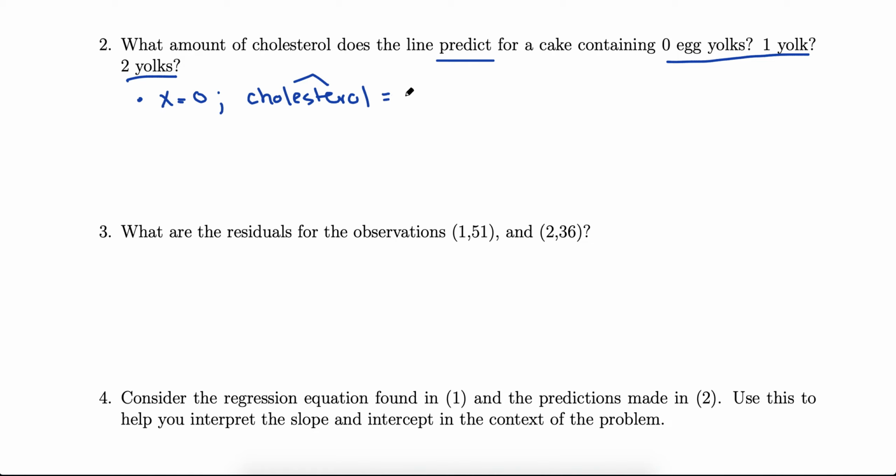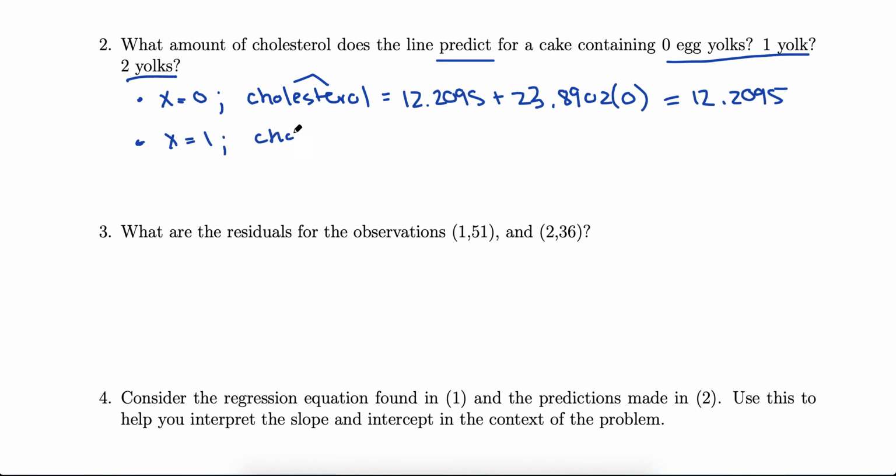is going to be equal to our intercept, the 12.2095, plus our slope, 23.8902, times 0 egg yolks. So we're actually just plugging in the value for x that we're interested in. So I'm interested in x of 0 egg yolks, so write it down and plug that in. If you plug in 0 here, this whole second term goes away, and I'm left with 12.2095 milligrams of cholesterol.